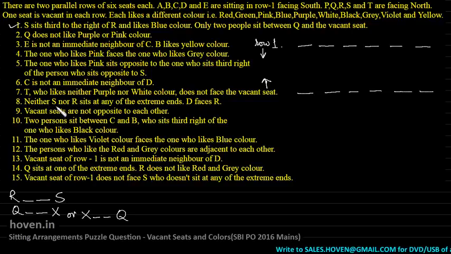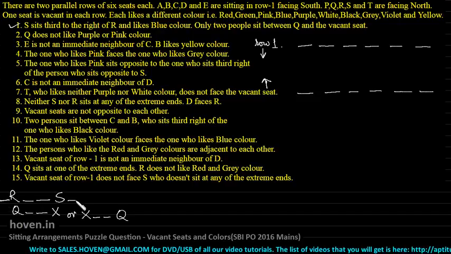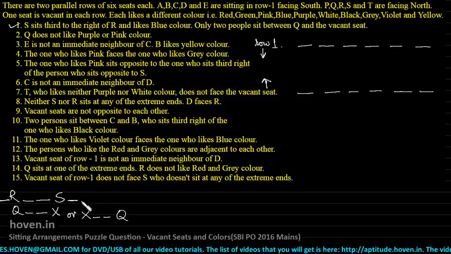Neither S nor R sits at any of the extreme ends. Now this is interesting. S and R, they do not sit at extreme ends. This means you will have one person to the left of S and one person to the right of S, because total places are 6. So we will have R in between, S in between, with one person to this side and one to this side.